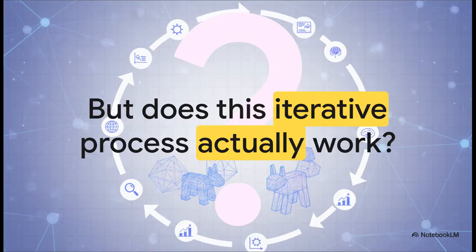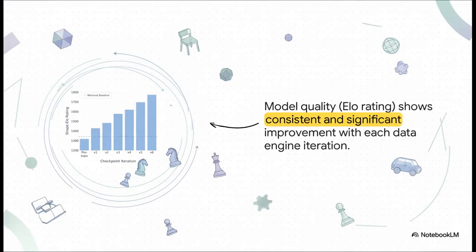Now, this whole idea of a data flywheel sounds amazing on paper, right? But this is science. We need to see the proof. Did this whole complicated process actually make the model better over time? Oh yeah, it works. Big time. This chart is probably one of the most important ones in the whole paper. It tracks the model's skill using an ELO rating, kind of like they use for chess players. Each bar is a new version of the model after another spin of that data flywheel. And as you can see, the quality just climbs up and up, consistently and significantly, with every single iteration. This is the proof that the engine is real.